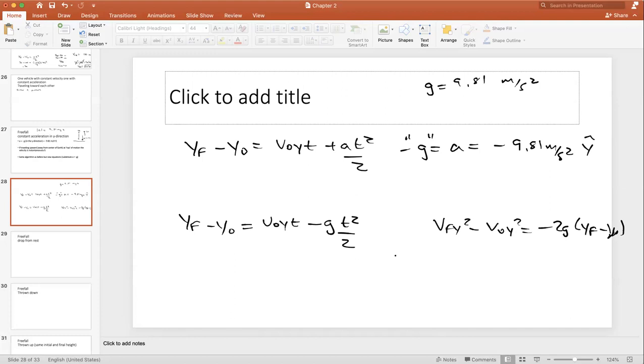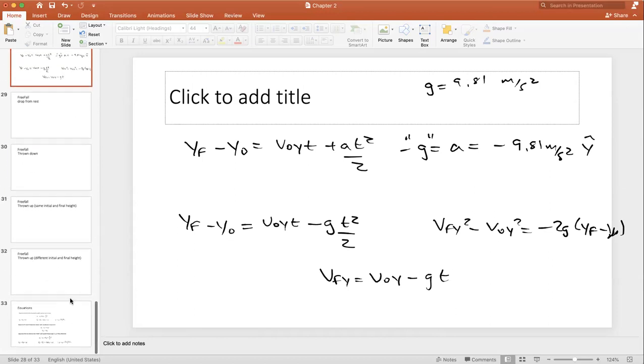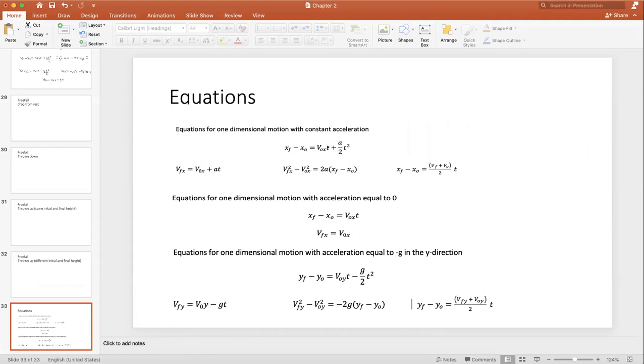And the last one I'm going to do is v final y is equal to v initial y minus gt. If you look on this final slide, for each of these equations, change the x's to y's, change the a's to minus g, and you get these equations here at the bottom, okay? I find this last one is pretty useless, not very important at all, but the rest of these are important. These are the equations of free fall in one dimension with the acceleration due to gravity, okay?